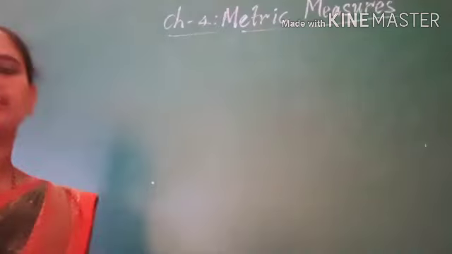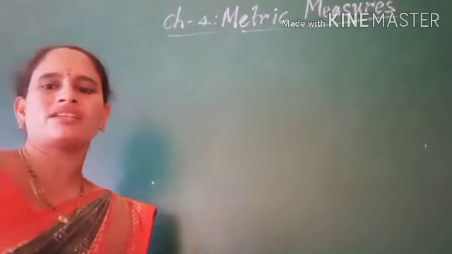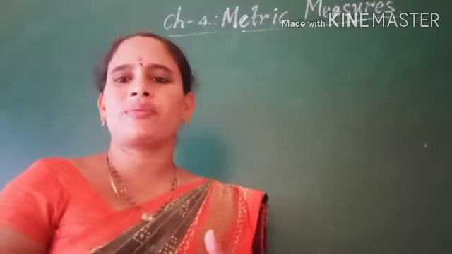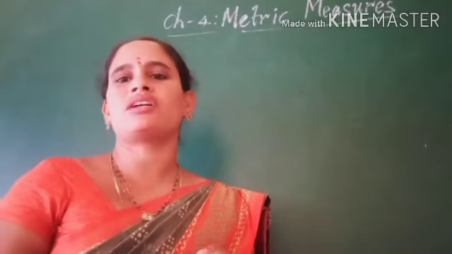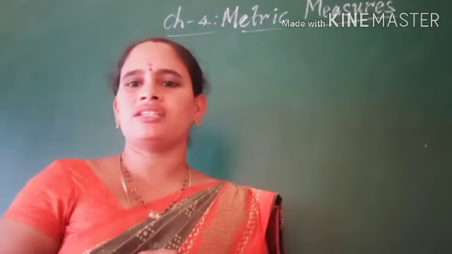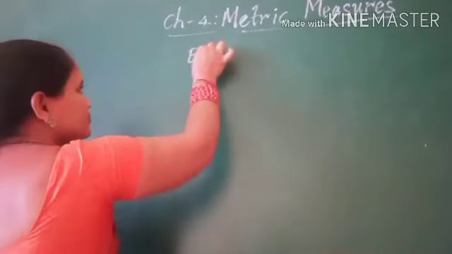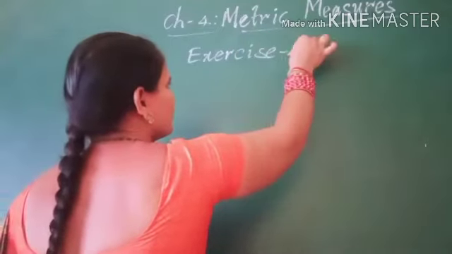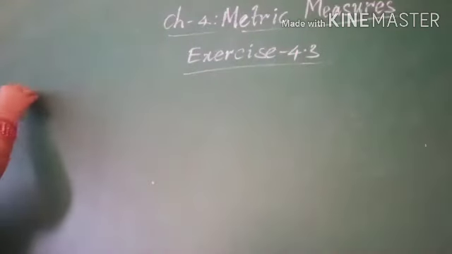First you add the given units. Later you convert into the standard unit. What is the standard unit of length? Meter. What is the standard unit of weight? Gram. What is the standard unit of capacity? Liter. After completion of solving the sum, you have to convert the given units into standard units. Do you understand that? Let us do exercise 4.3. In the first Roman numeral, add the following.